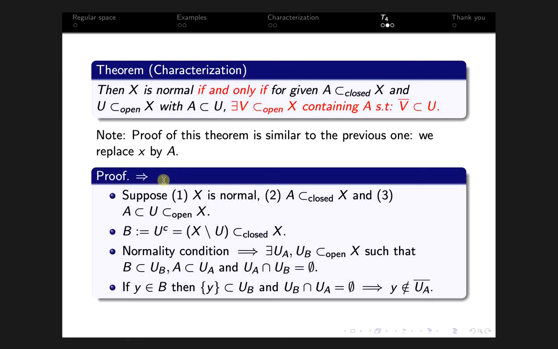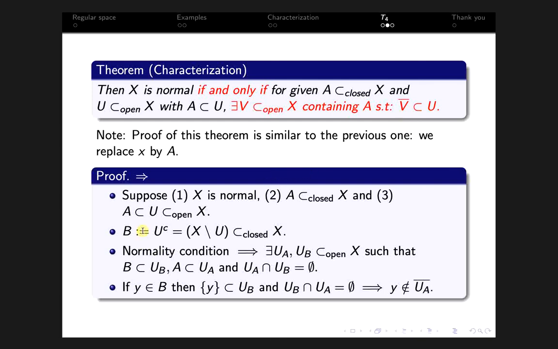So still we go through the proof of this characterization theorem. Now for the forward part, our assumption is the following. First of all, X is normal and A is some closed subset of X, and U is some open neighborhood of A. That is, suppose X is normal, A is a closed subset of X, A is contained in U, and U is open in X. What to show? We have to show that there exists some open subset V containing A such that V closure is contained in U.